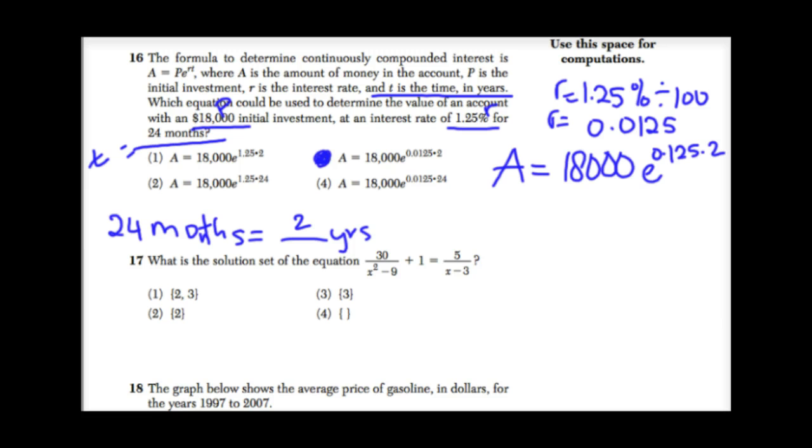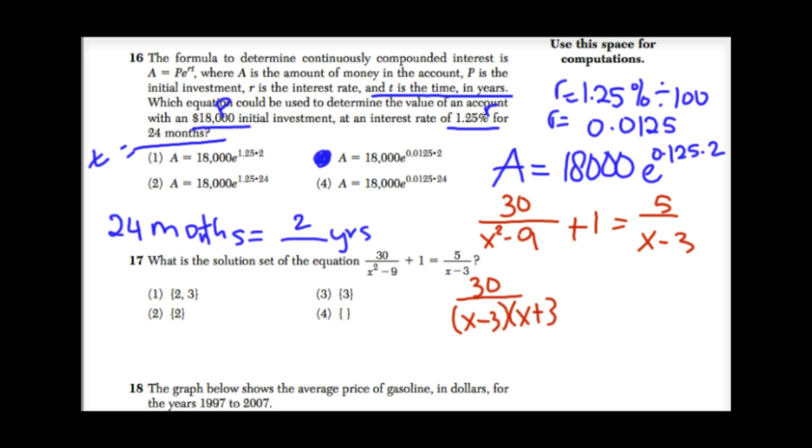Number 17 is a little bit more complicated. What is the solution set of the equation 30 over x squared minus 3 plus 1 is equal to 5 over x minus 3? This is actually from Unit 6. So what we need to do is break these down into a common denominator. This is a difference of squares, so we can write this as 30 over x minus 3 and x plus 3, plus 1 over 1. I'm just going to make them all into fractions, x minus 3.